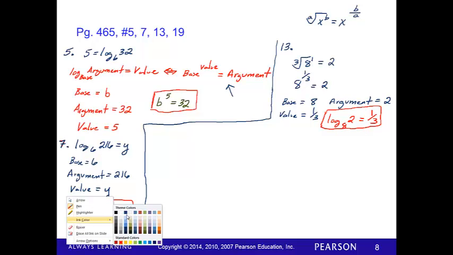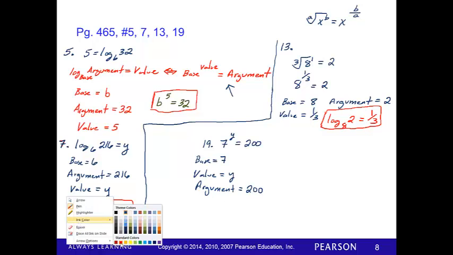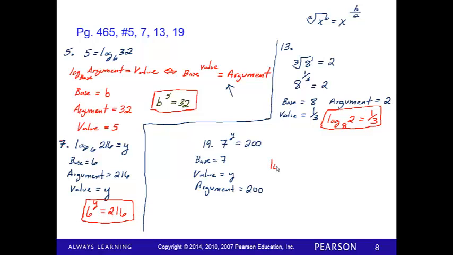And then last one, number 19. It says 7 to the y power equals 200. So again, let's pull off our information. The base is 7, the value is y, and the argument is 200. So you should come up with log, because remember you need to write the log because you're going into log form. Log base 7 of 200 equals y.